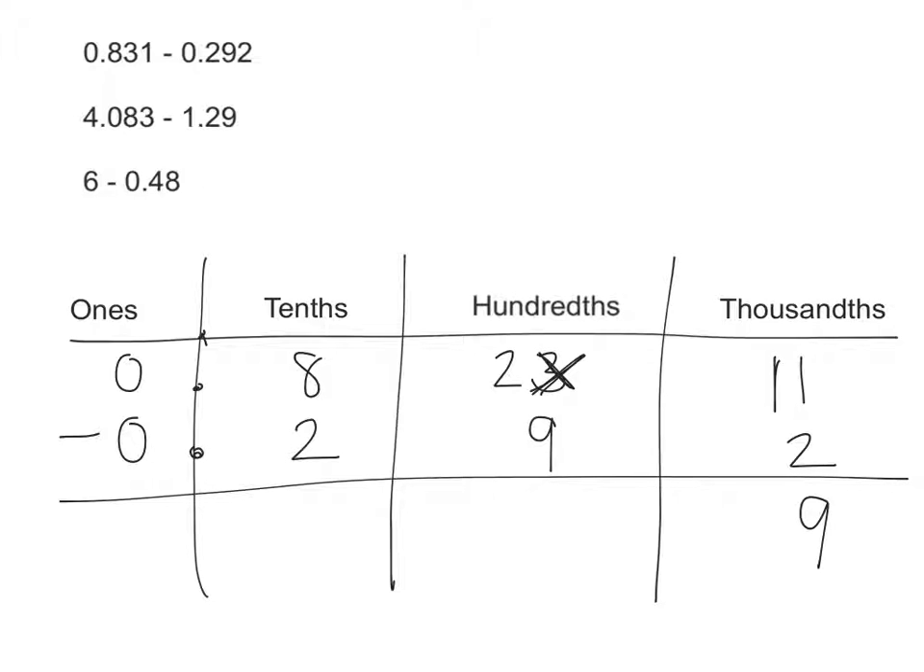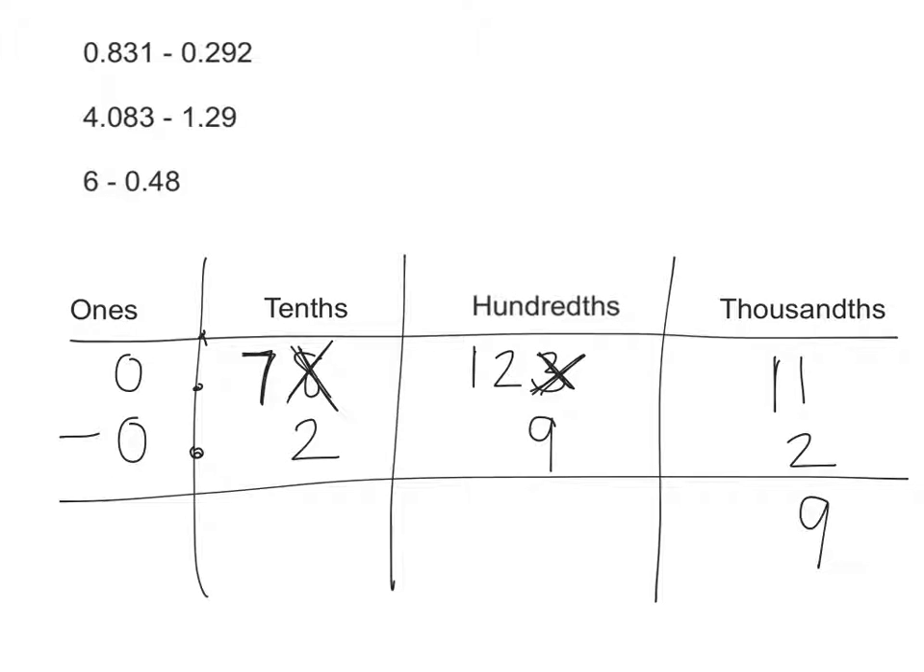9 thousandths. Then I have 2 hundredths minus 9 hundredths. Can I do that? No. I need to do what? Everyone, I need to do what? Okay, I can trade in one of the tenths, and I only have 7 tenths left. And that tenth becomes how many hundredths? 10 hundredths added to the 2 hundredths I already have becomes how many?